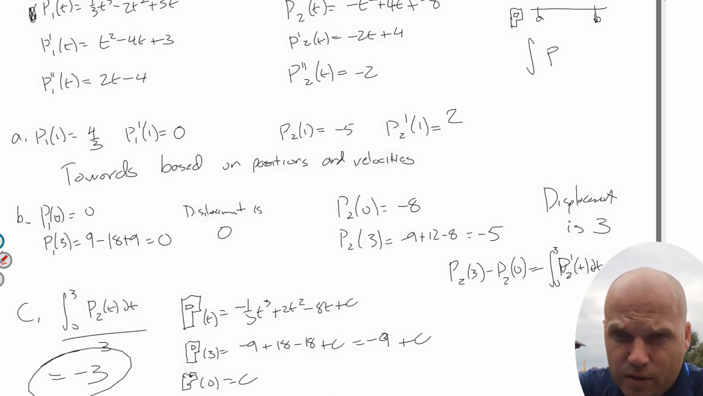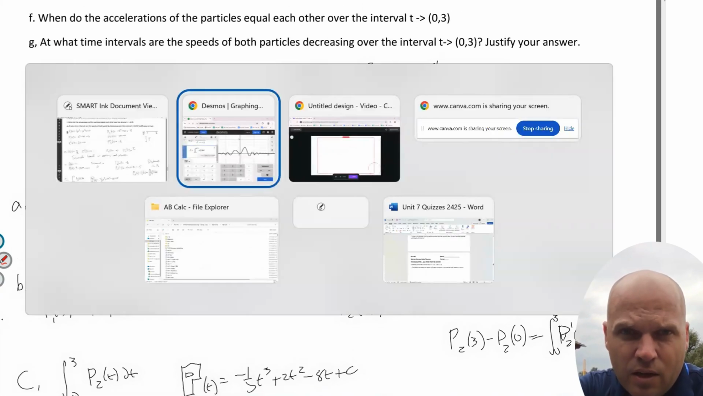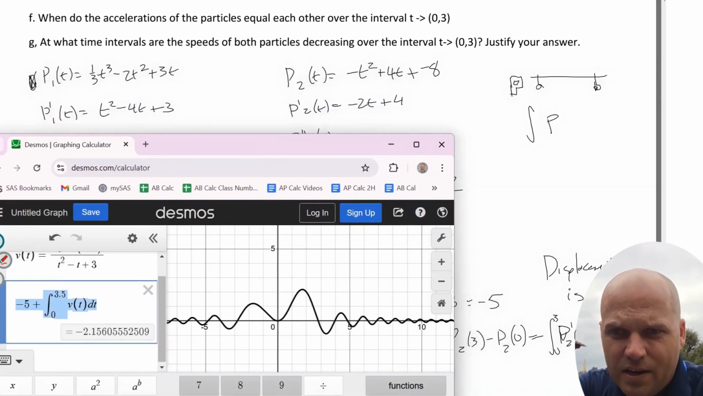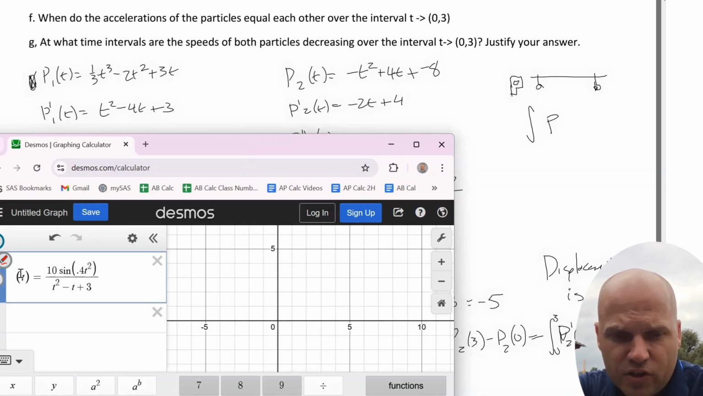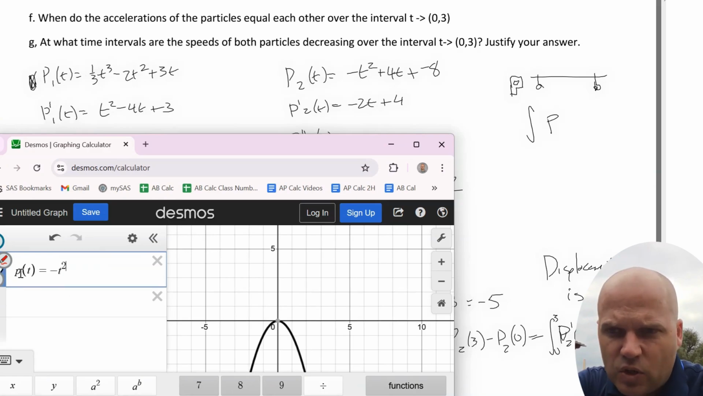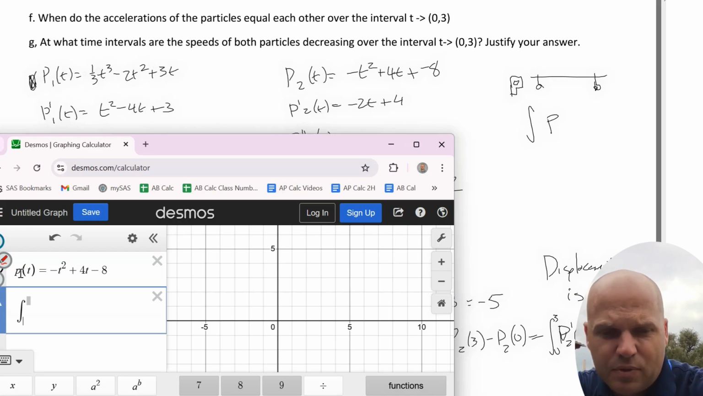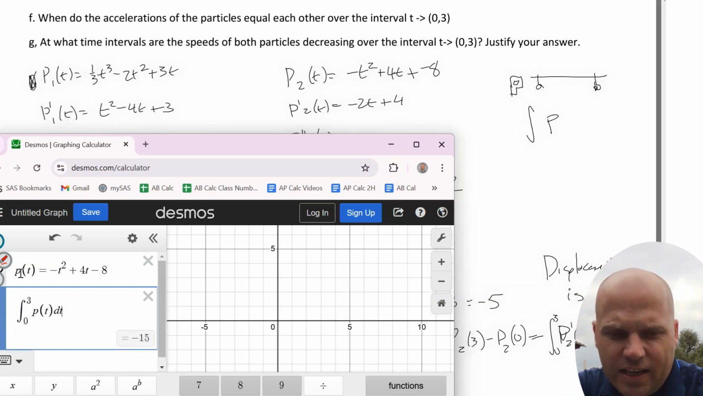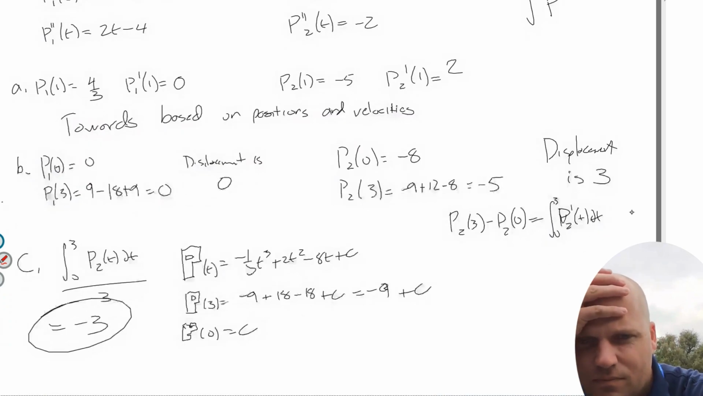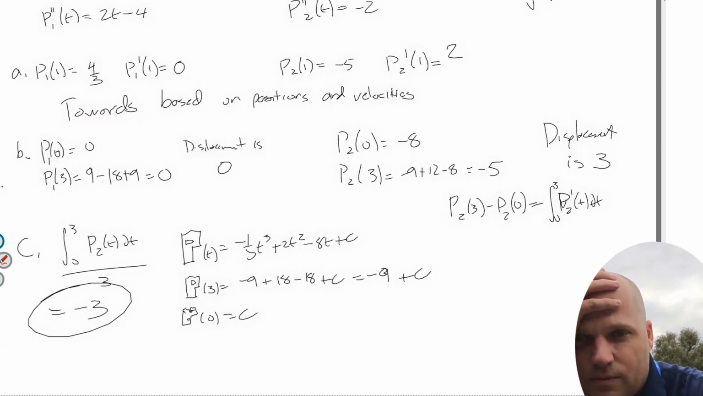Since we can check, let's check. If we had a position function that was negative t squared plus 4t minus 8, and I want to accumulate that position function over 3 seconds, and I divide that by 3. I got the wrong answer. Shoot. What happened?